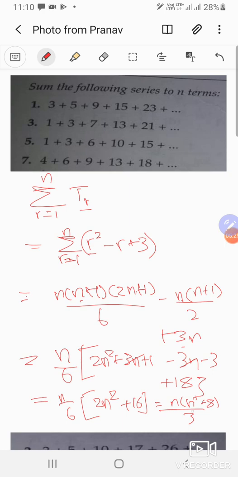Let's see if this works. For n equals 1, you will have 1 into 1 plus 8 is 9, upon 3 is 3. That does work. For n equals 2, you will have 2 into 4 plus 8 is 12, 12 upon 3 is 4. So 4 into 2 is 8, which is correct, because 3 plus 5 is 8. So yes, this does work.